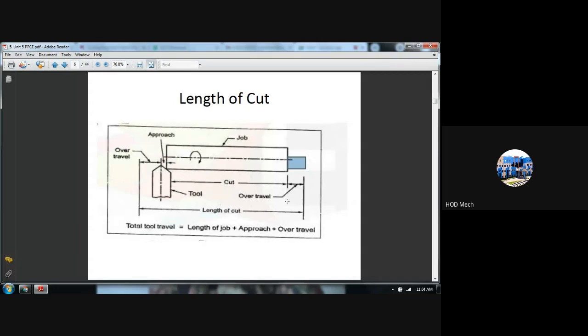Generally, when you go into the industry or face an interview and someone asks you what the length of cut is, you should be able to define it. Mostly, when students are asked to define the length of cut, they usually say that it is the portion of material removed along the length of the material.